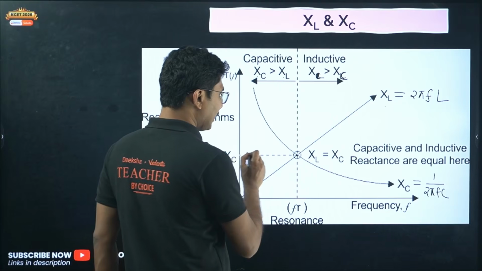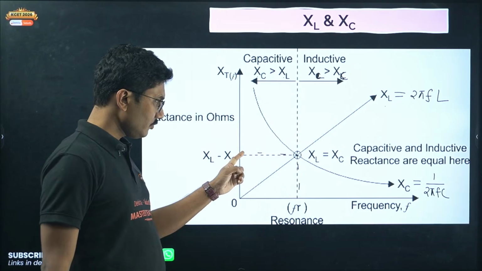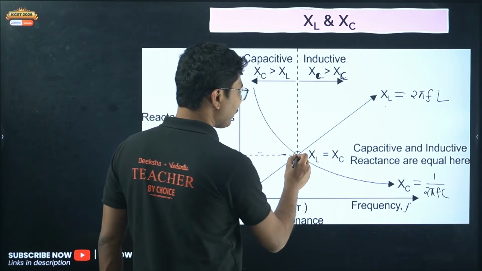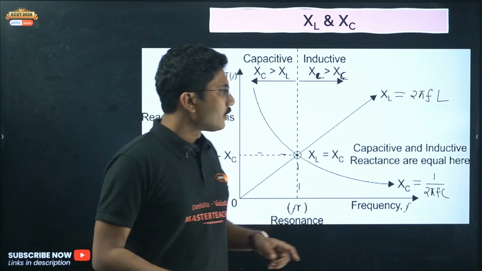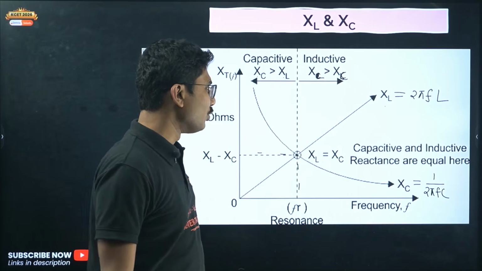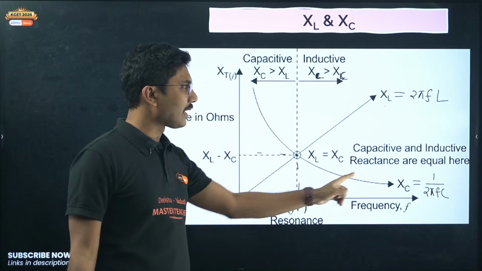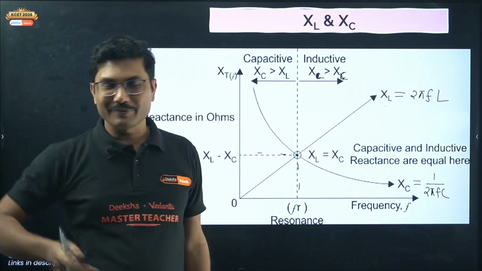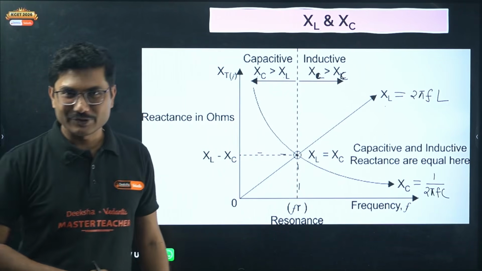Now at this particular point, XL and XC both become equal. So what is the circuit? This is a particular point where the circuit is completely resistive. XL and XC cancel each other out. So capacitive and inductive reactances are equal here. This is the point of resonance. XC starts from a higher value, XL starts from a lower value. When they meet, they say hi to each other. When they are saying hi to each other, they give rise to the maximum current, and that is the resonance.